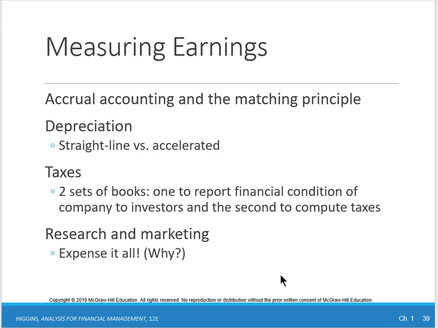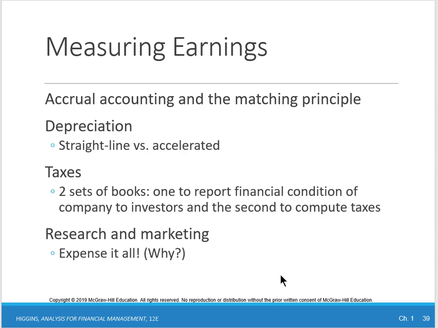So let's think about measuring earnings, right? So we've already talked about some basic accounting principles. We talked about accrual accounting. Accrual accounting basically places adjustments at the end of an accounting period to reflect what they refer to as the matching principle. So the expenses of a particular period are noted in that period, regardless of when they're paid.